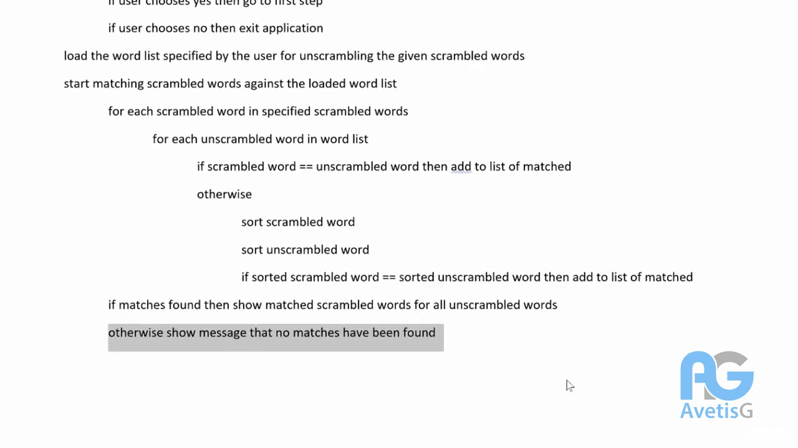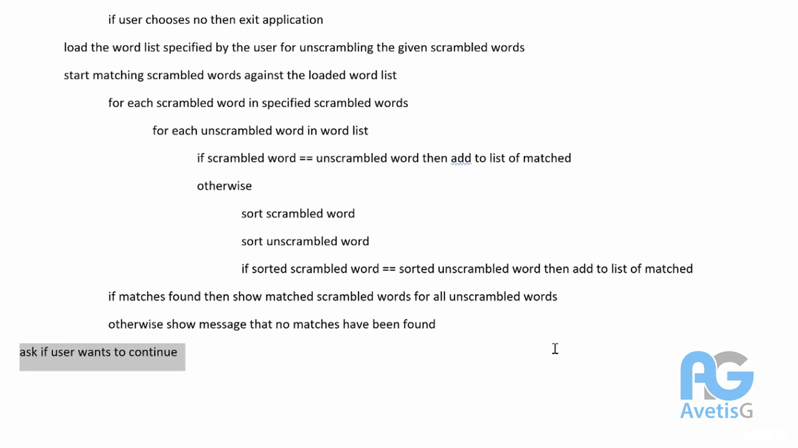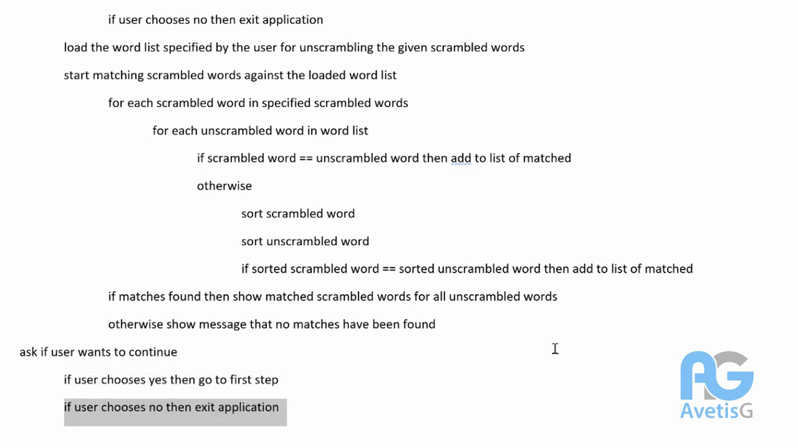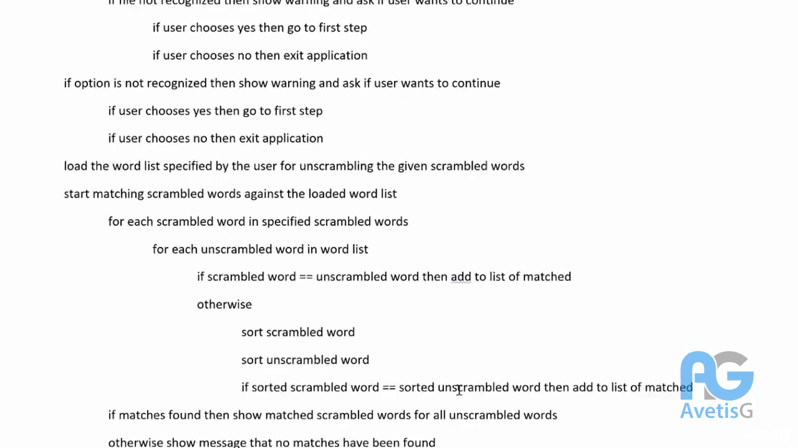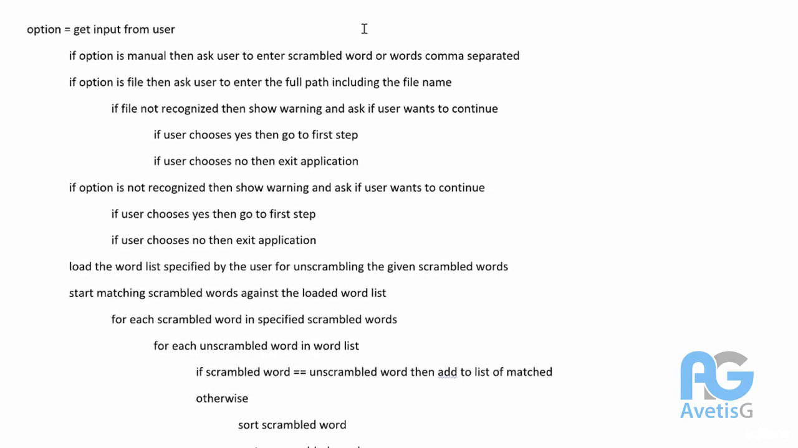And then we say otherwise, show message that no matches have been found. If there are no matches, if there's not even one match, then we say there are no matches for this scrambled word. And then ask the user if they want to continue at the very end. And if they choose yes, then we go to the first step, just like we did before. Otherwise, we exit the application. And that's it. This is our algorithm for the word unscrambler.